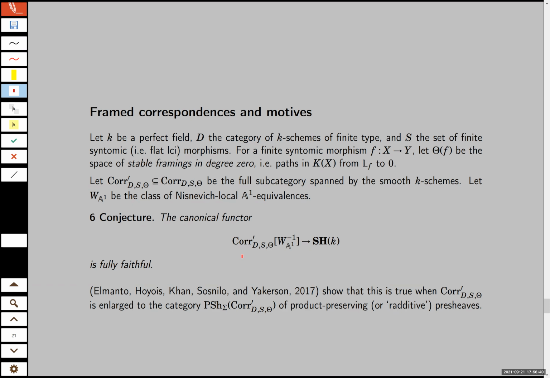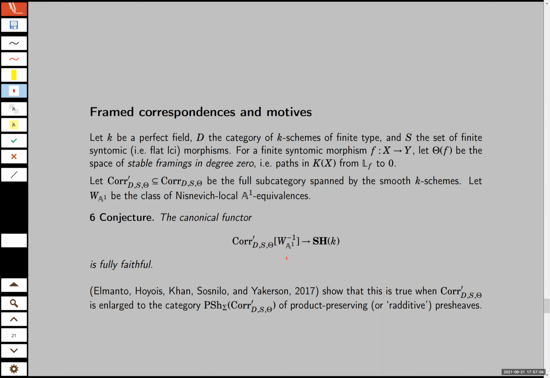So I called this a conjecture. Really, the statement in this paper is that a completion of this category does indeed embed into the motivic stable homotopy category. And the reason that this is a conjecture is that it's not obvious that the localization of the subcategory is the localization of the ambient category.